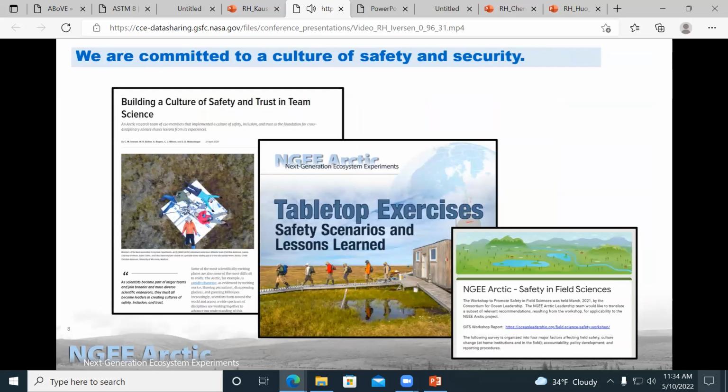Within the NG Arctic project, we're committed to a culture of safety and security. And as we intentionally and continuously work to develop that culture as a foundation for cross-cutting and collaborative science, one of our pandemic activities has been to share our lessons learned on building the safe and secure project culture with the broader scientific community through articles and outreach, tabletop exercises and surveys, and discussing within the project priorities for the coming year to continue this intentional development of project culture.